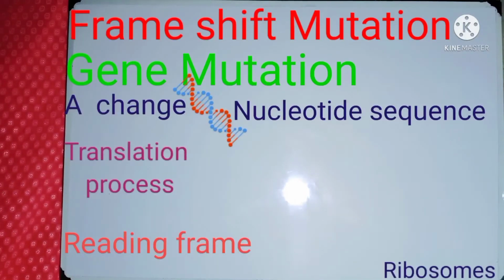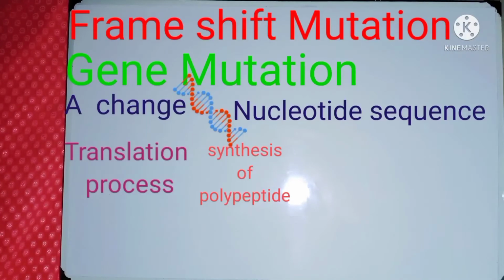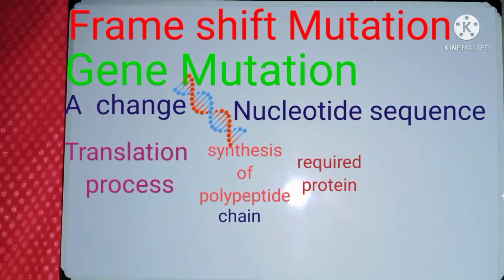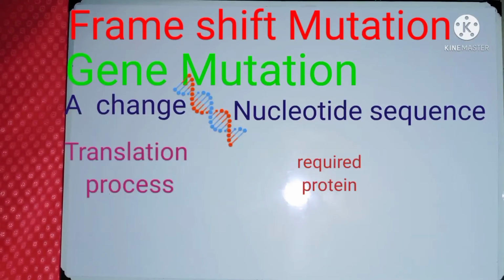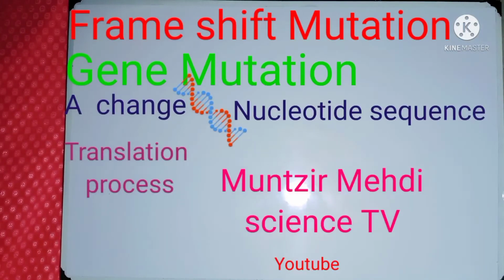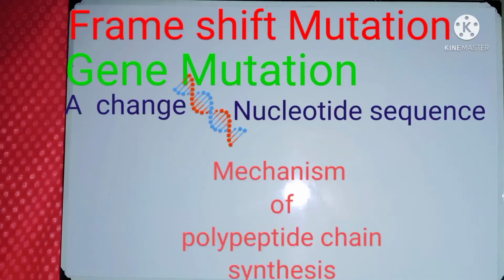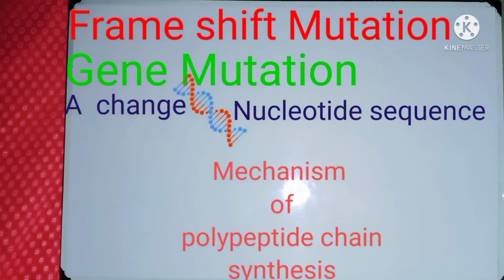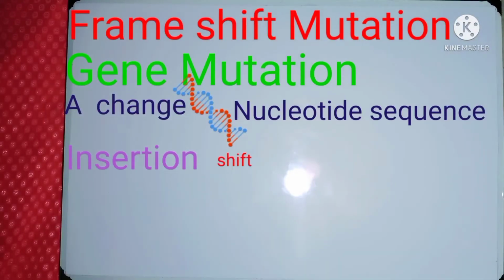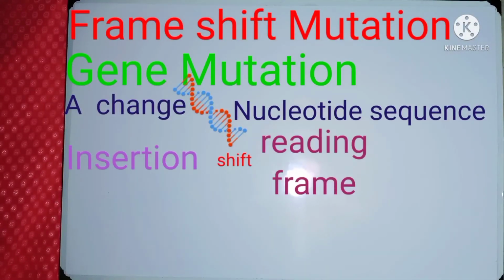The translation process is the synthesis of a polypeptide chain, during which a cell synthesizes its required protein. I have also prepared a lecture on the translation process that you can easily see on my channel Mehdi Science TV on YouTube, in which you can easily understand the mechanism of polypeptide chain synthesis. So let's take a look at an example of an insertion that causes a shift of our reading frame, which is known as a frame shift mutation.